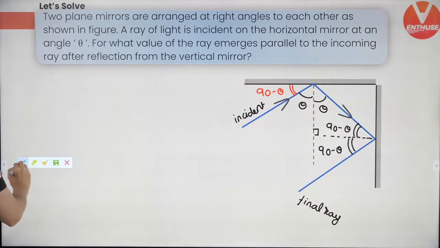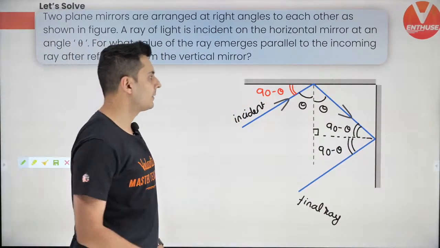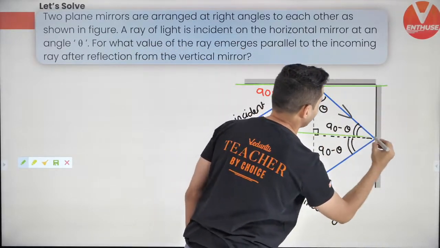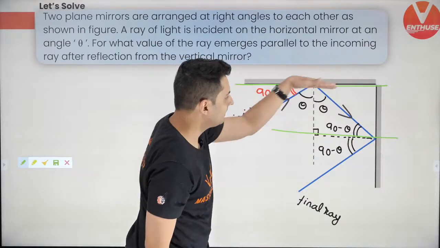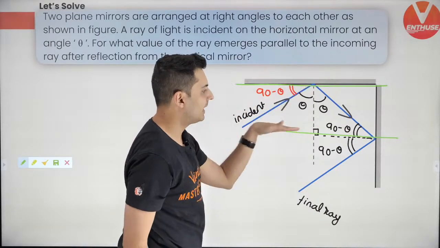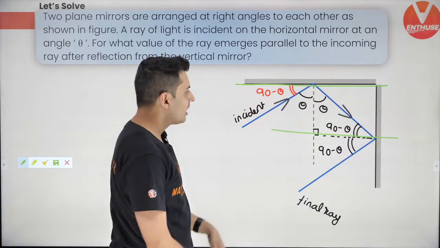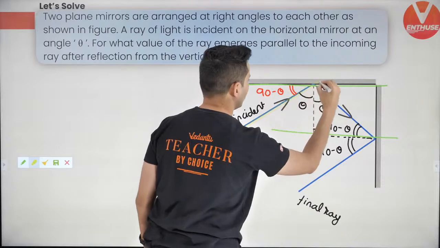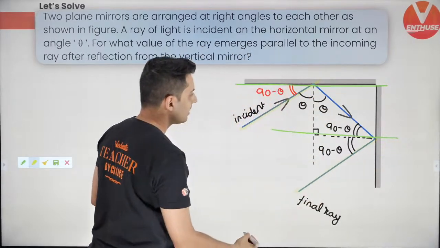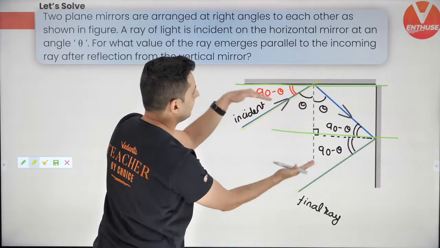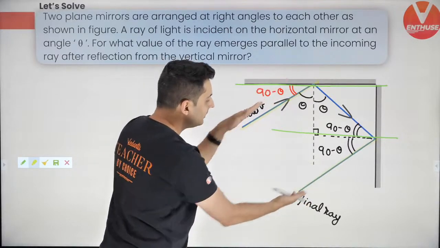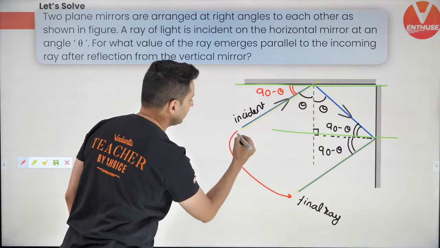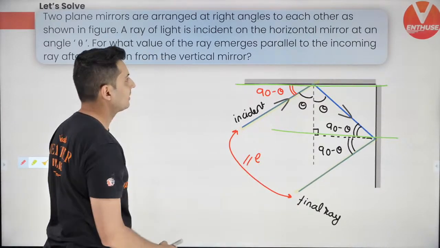Now the job is done. I'll tell you why. Look at this line and look at this line. Are these two green lines parallel lines? Yes, obviously. And aren't these blue lines, this blue line over here and this blue line over here, making the same angle with the parallel lines? So shouldn't these two also be parallel to each other?